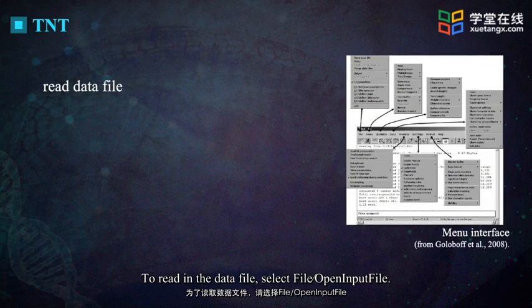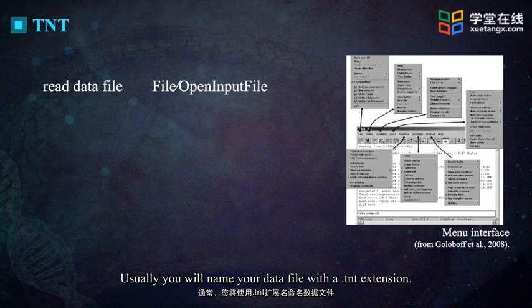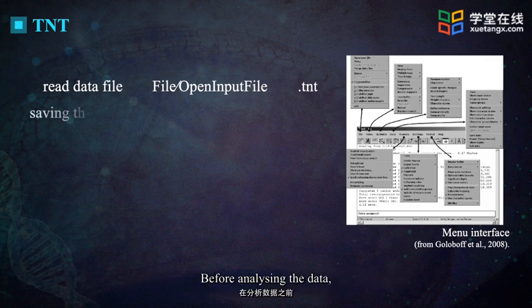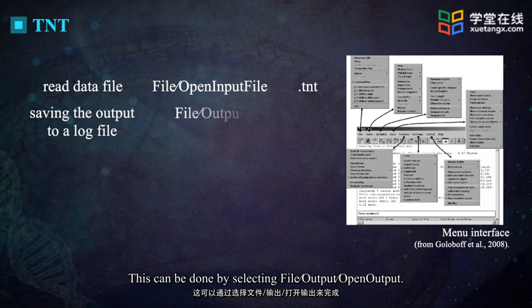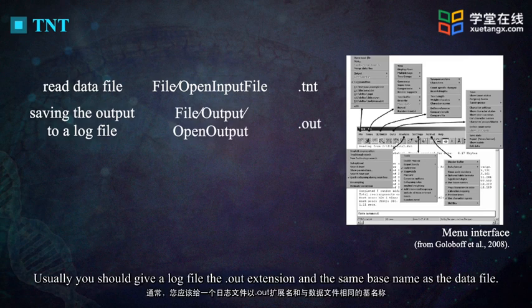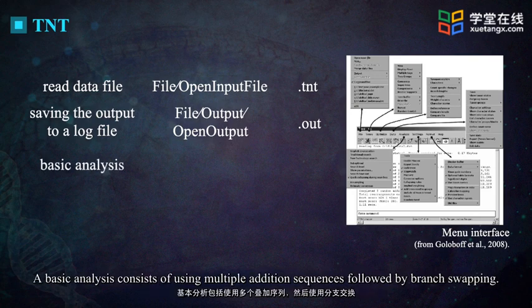To read in the data file, select File/Open Input File. Usually, you will name your data file with a TNT extension. Before analyzing the data, you should make provision for saving the output to a log file. This can be done by selecting File/Output/Open Output. Usually, you should give a log file the out extension and the same base name as the data file.